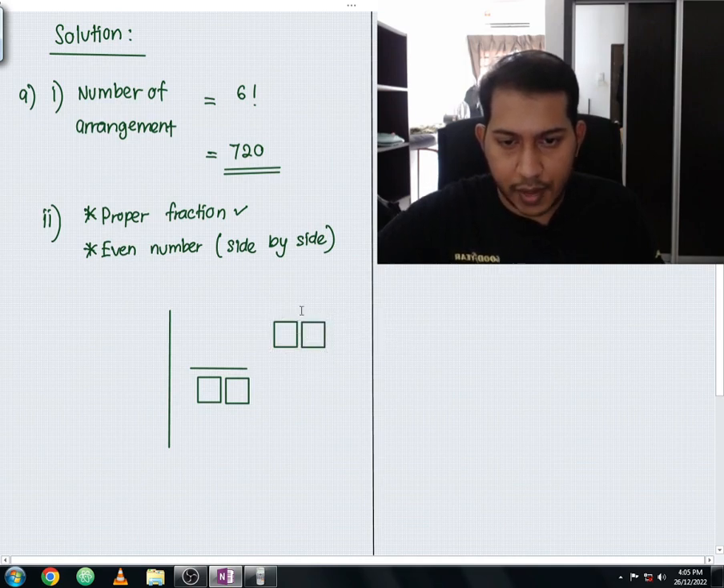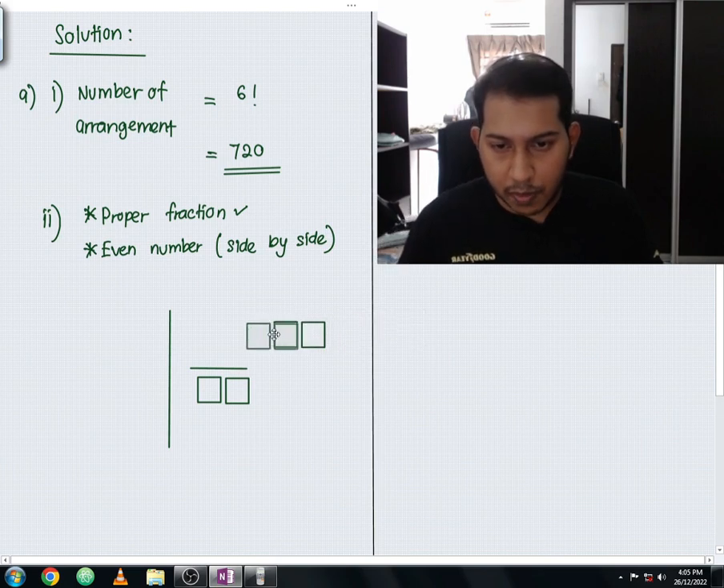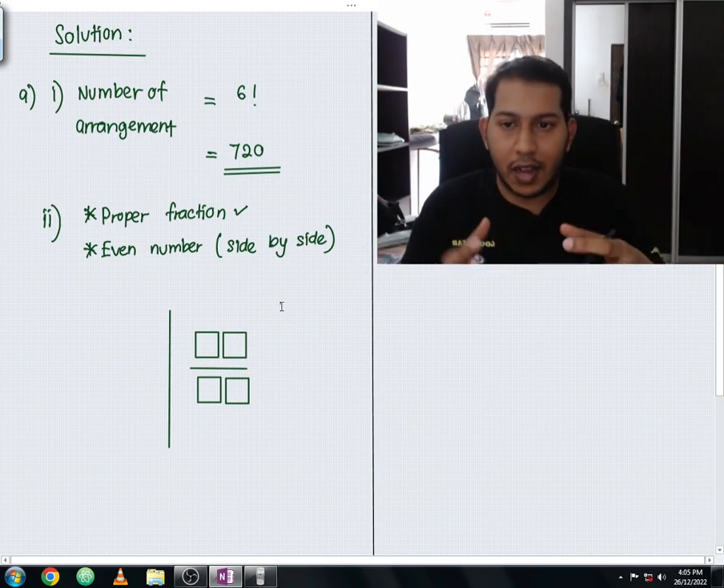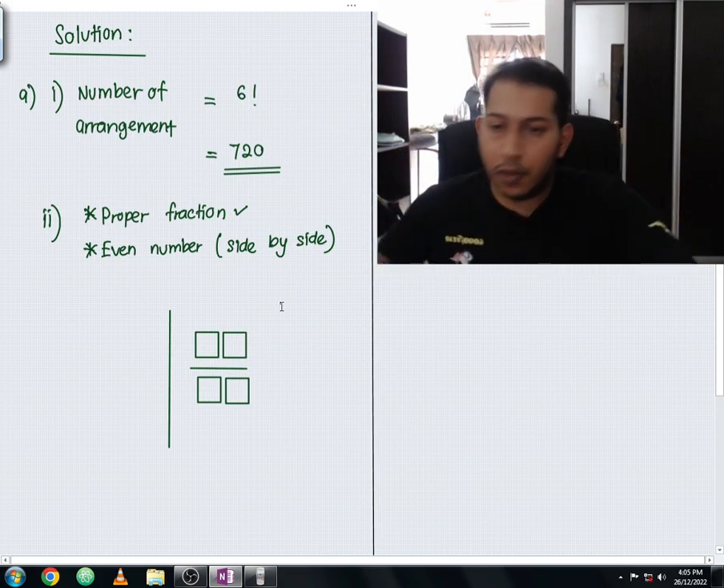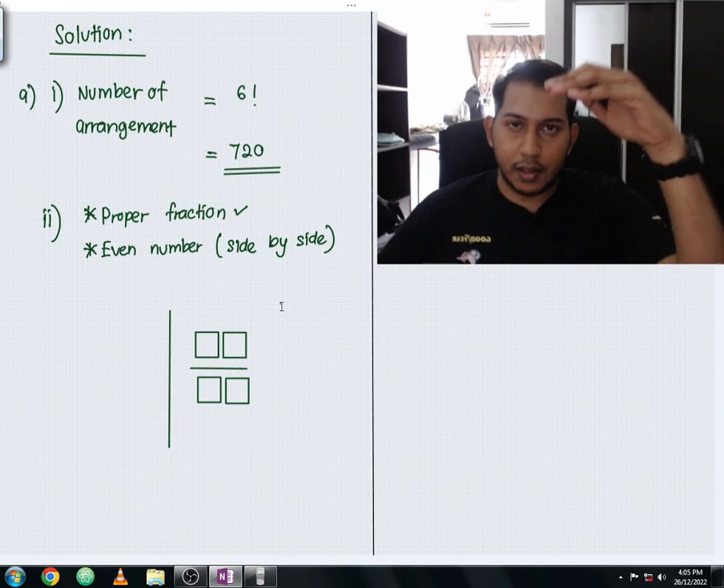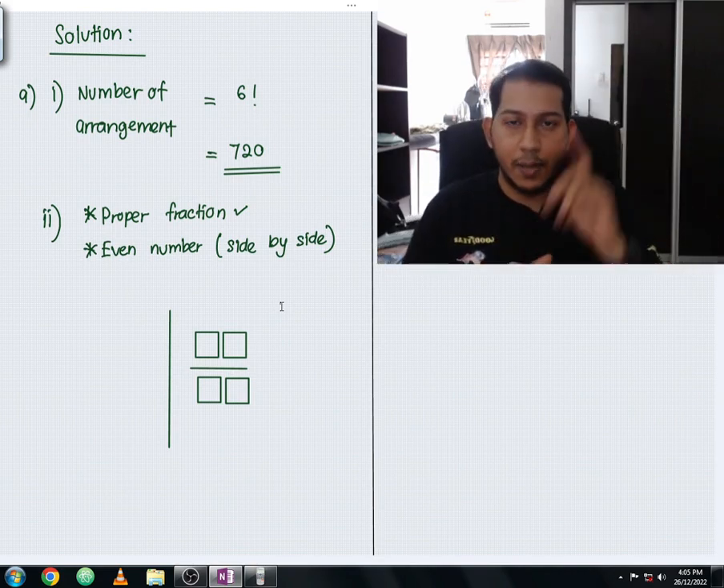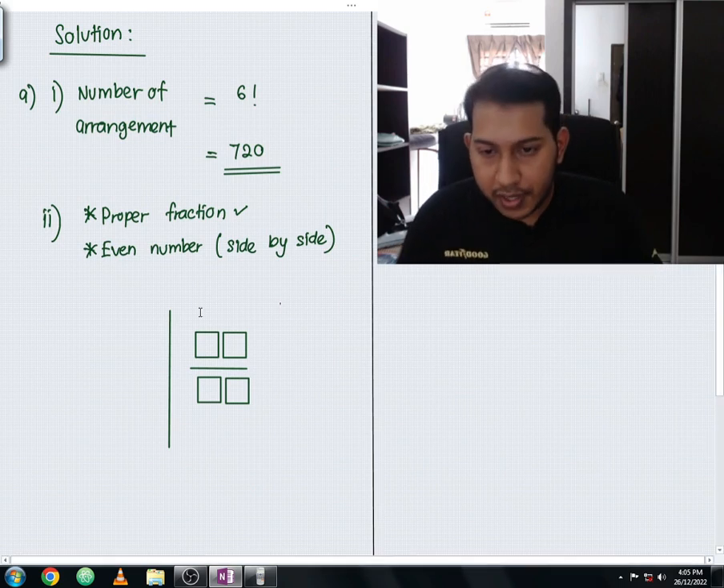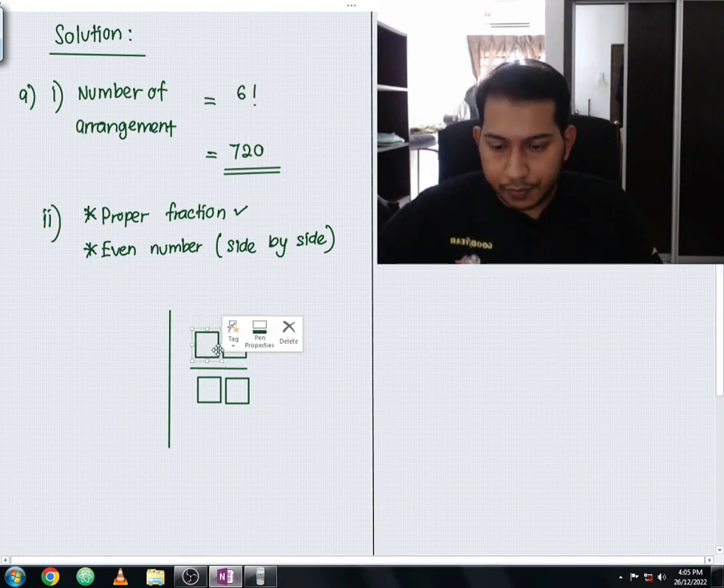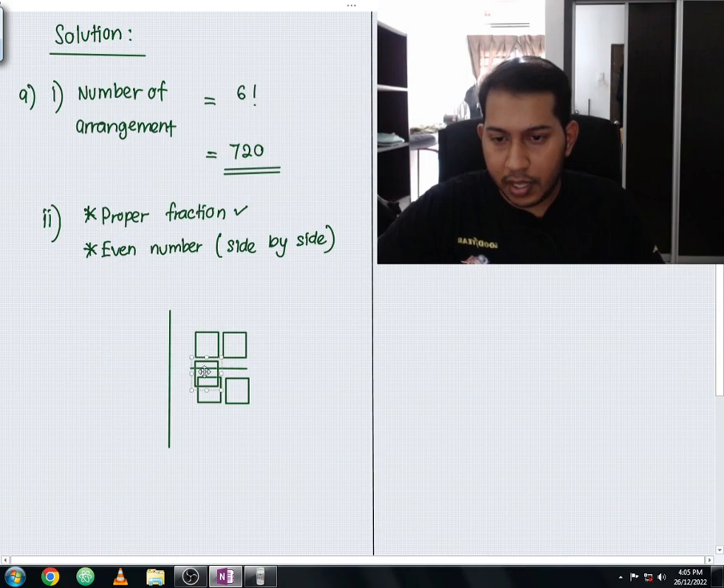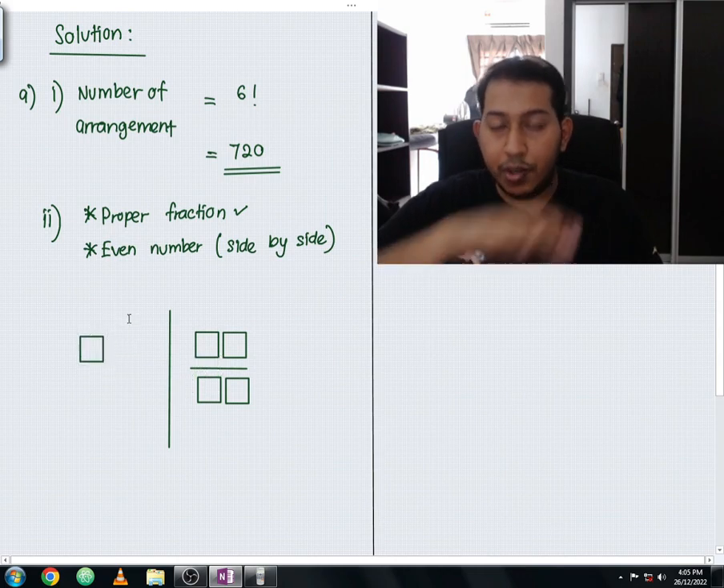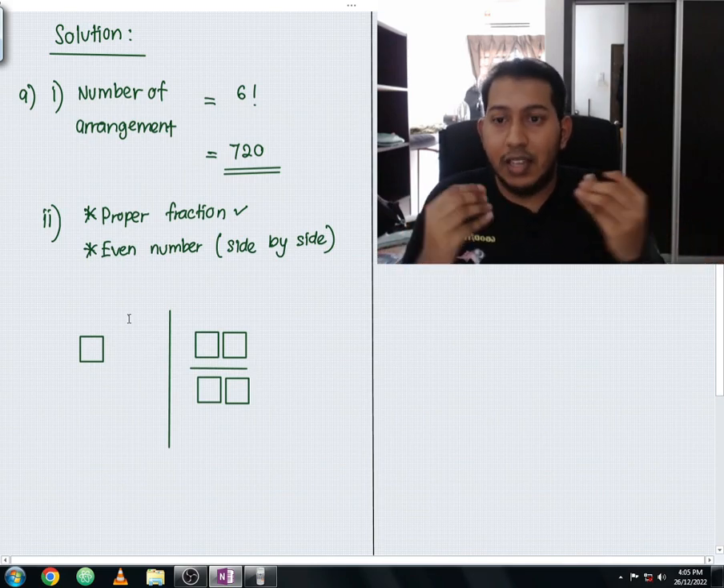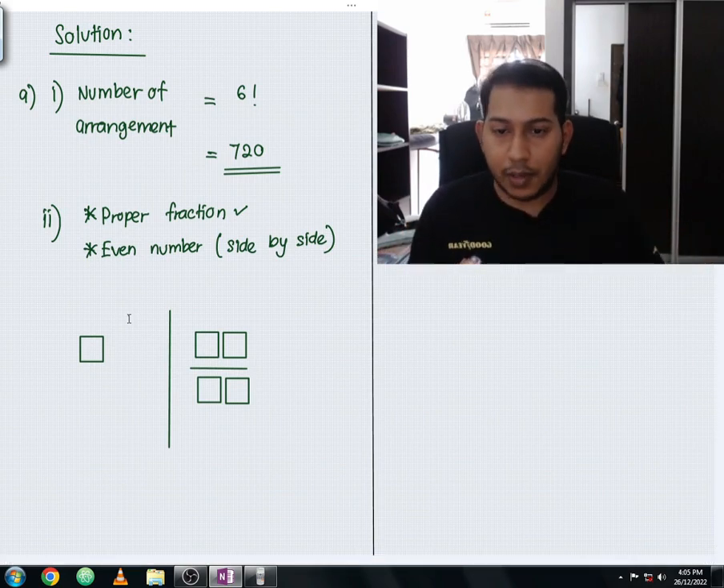This is very straightforward. Probably you will know very obviously. Of course you have four cards and they say the proper fraction, so you will put two cards in the numerator and two cards in the denominator. That is one possibility. You have another possibility, which is one card in the numerator and three cards in the denominator, which is possible as well. You can still form a proper fraction in that way.